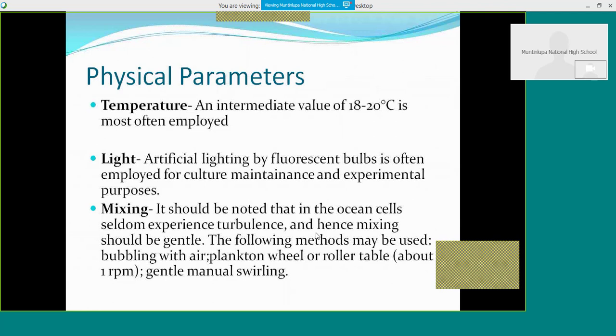In conducting a closed system, you should consider the following physical parameters. First is the temperature, for which an intermediate value of 18 to 20 degrees Celsius is most often employed. Next is the light. Artificial lighting by fluorescent bulbs is often employed for culture maintenance and experimental purposes. And lastly is mixing.